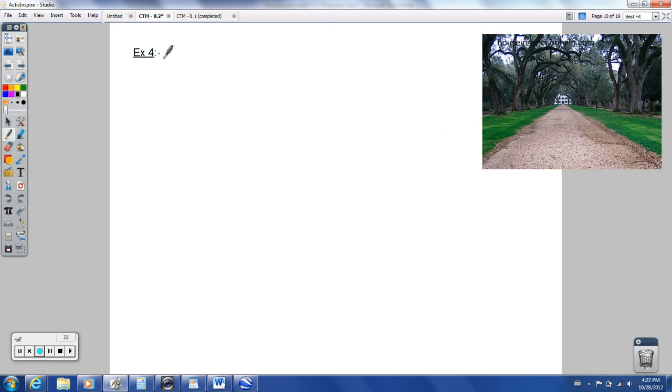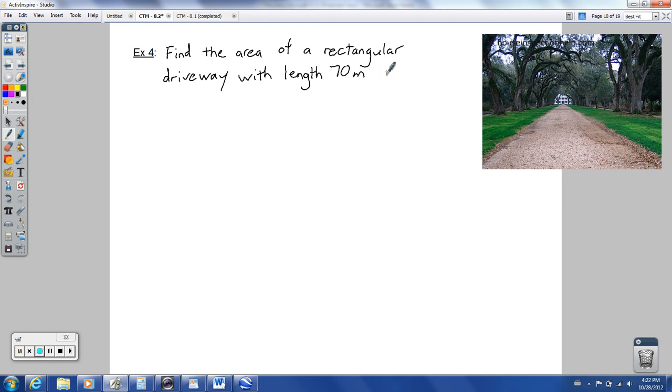We're going to use one of those formulas for this next problem. Find the area of a rectangular driveway with length 70 meters and width 4.5 meters.